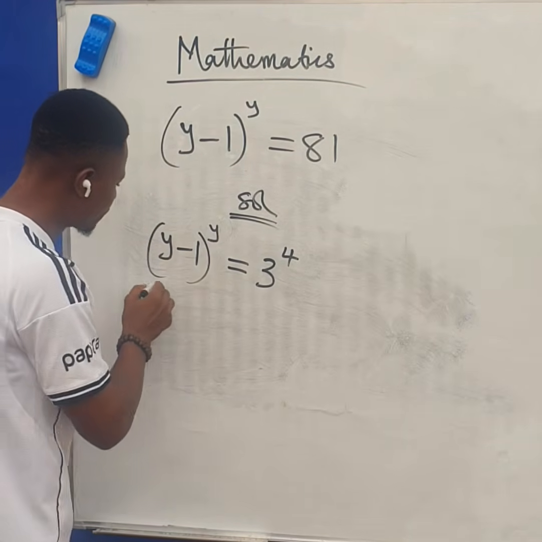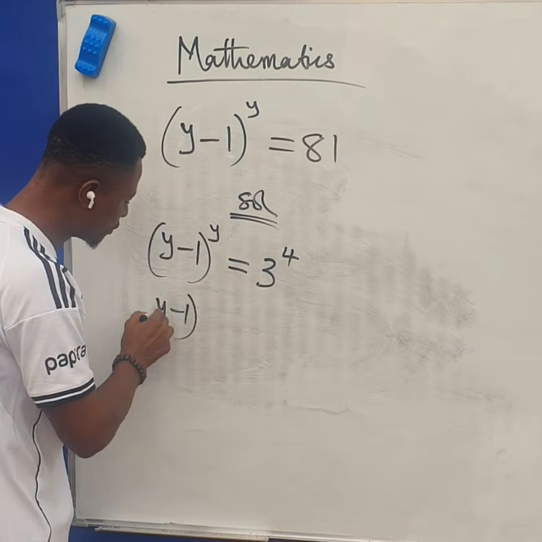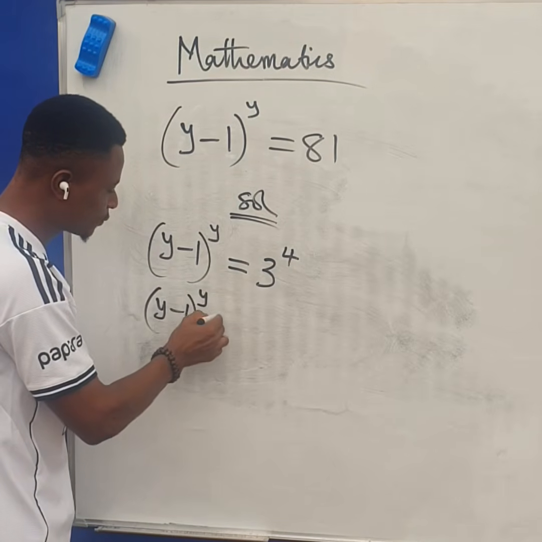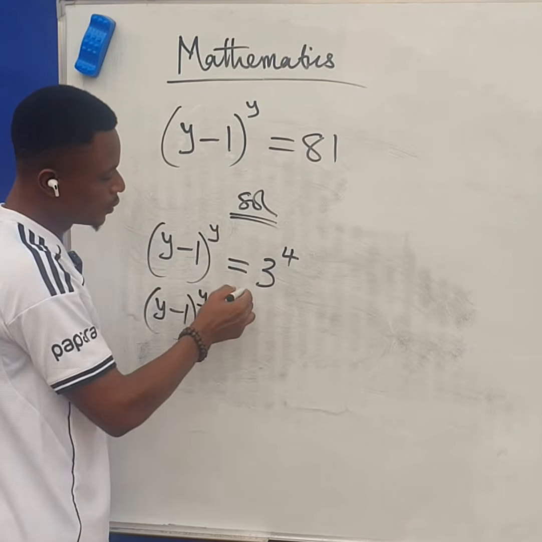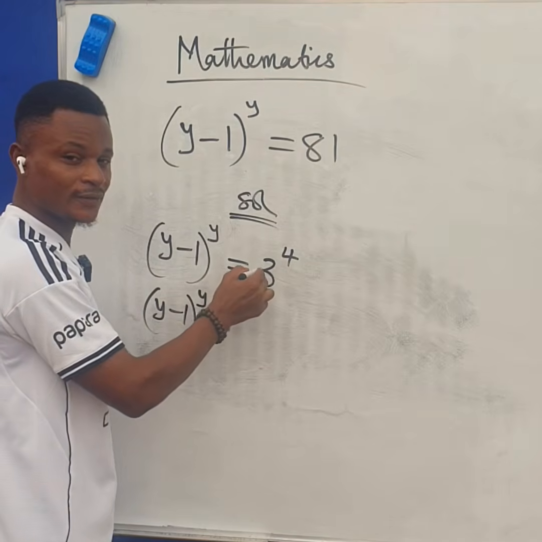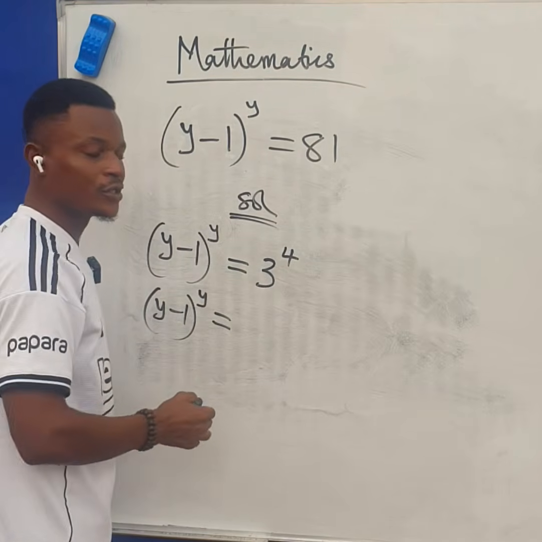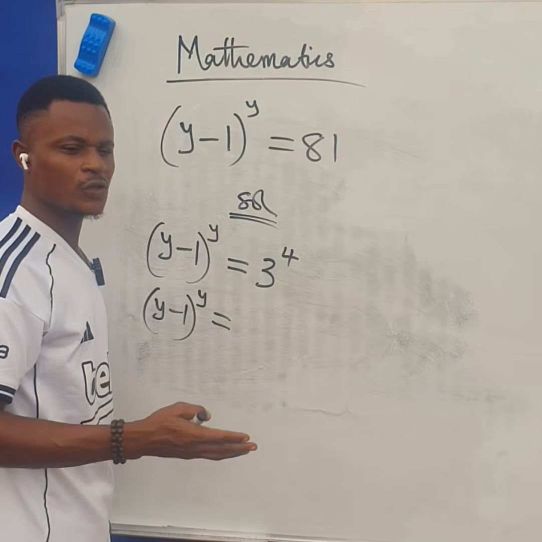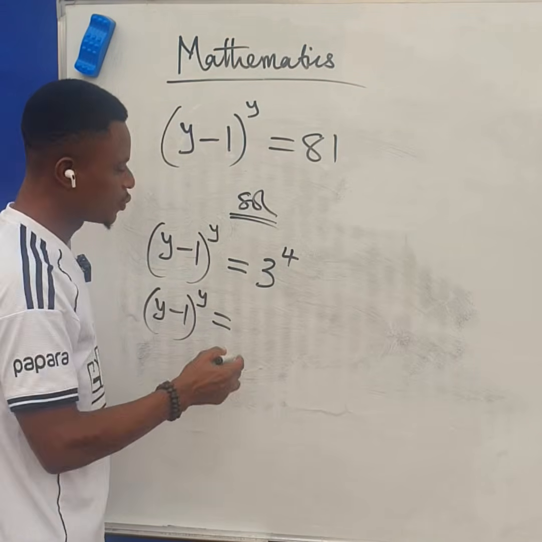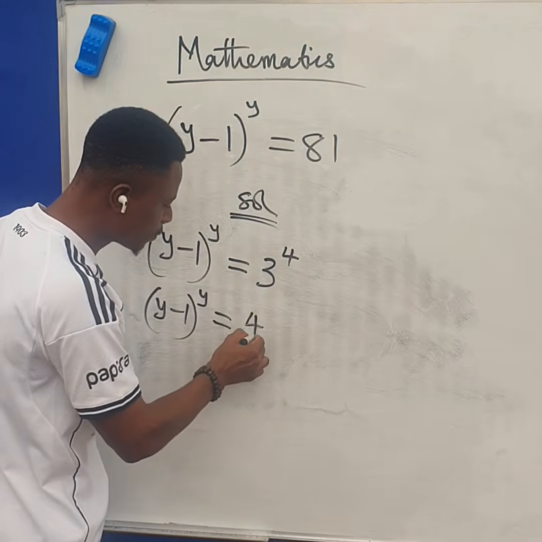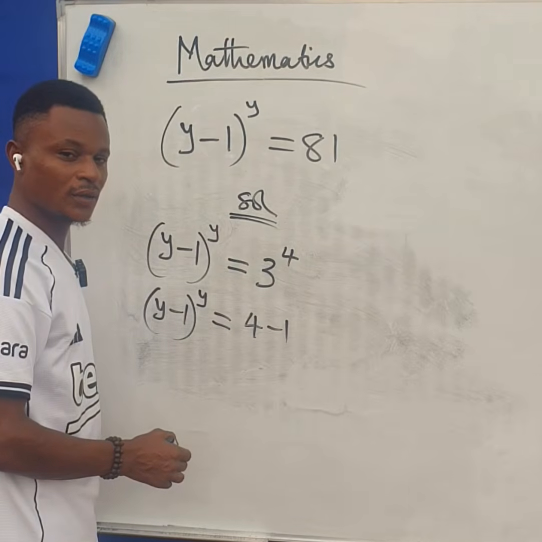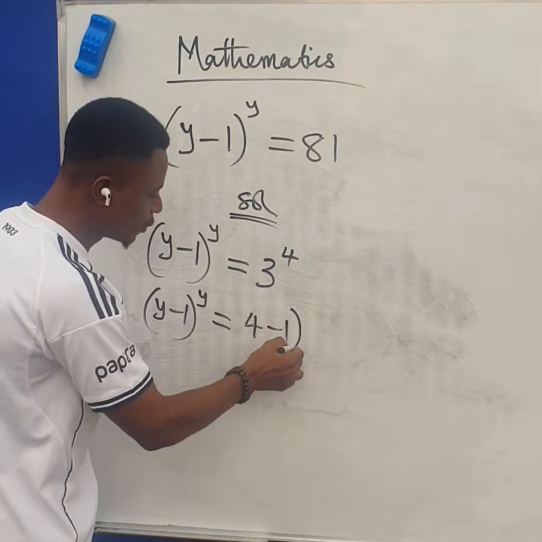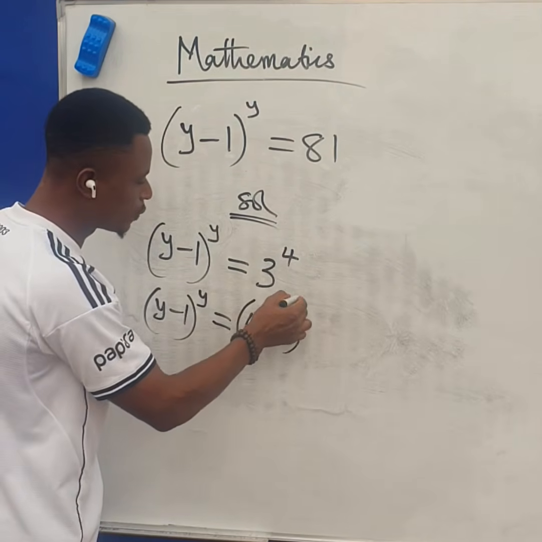So let us write this down. We have (y − 1) raised to the power of y equal to, now, you see this 3 here. This 3 here can be written as 4 minus 1. Why? Because 4 minus 1 will give us 3. So in place of this 3, I will write 4 minus 1. You understand? Then I'll enclose it in a bracket and raise it to the power of this 4.